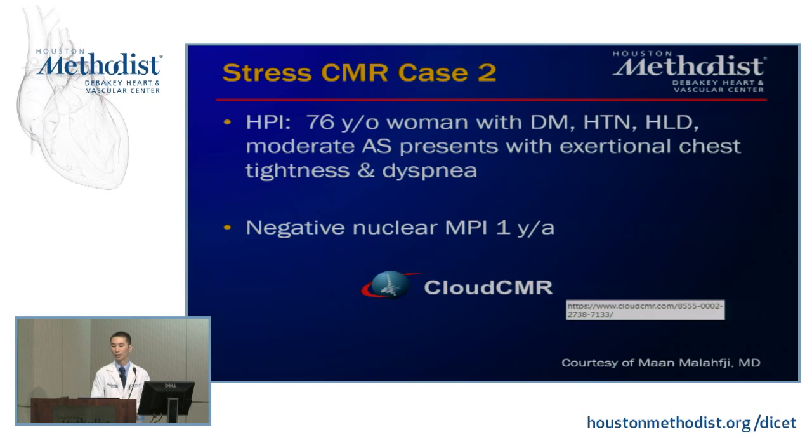Here's a second case. We have a 76-year-old woman with diabetes, hypertension, hyperlipidemia, and moderate aortic stenosis who presents with chest pain, chest tightness, and dyspnea. She had a nuclear study 1 year ago, and that was read as negative.